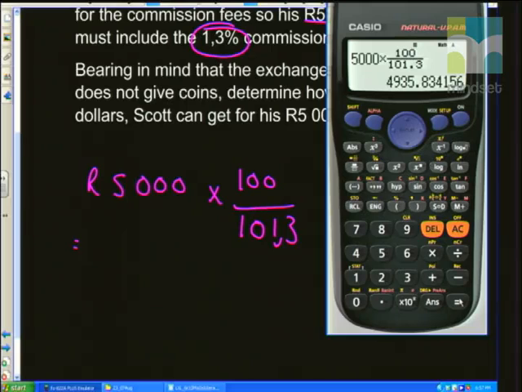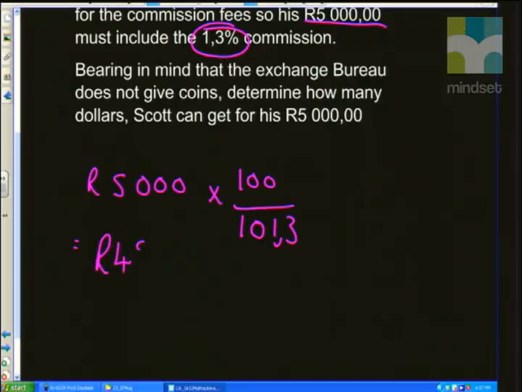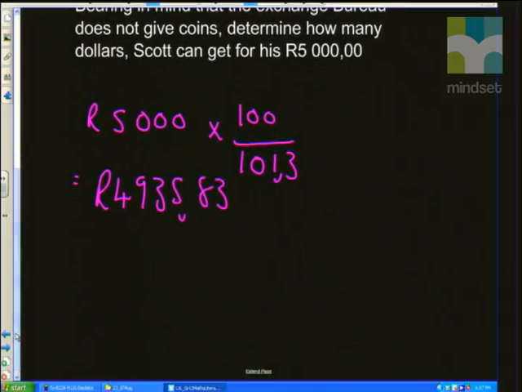Will you remember that? Cool. 4,935 and 83 cents. All right. So that's how much money we can use for our dollars. The rest of it went to pay the commission. Got it? Okay. So let's now work this out.